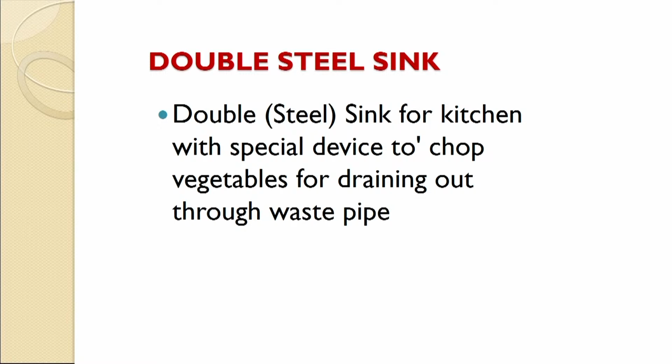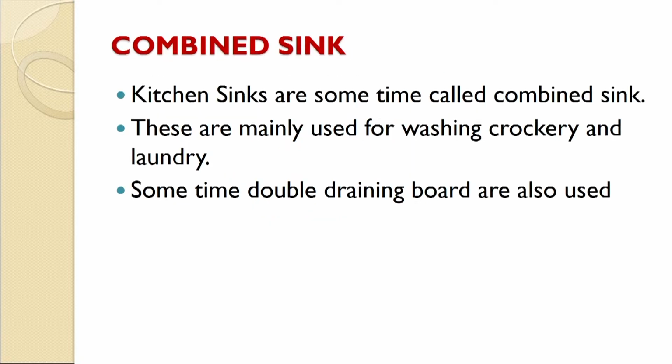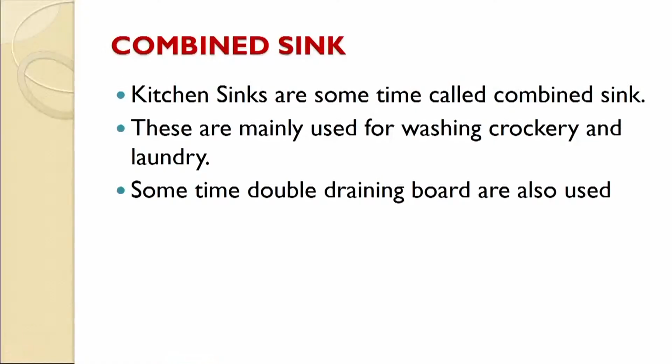Double steel sink has a special purpose: on one side it is used for chopping and on the other side for cleaning or draining out. These are also called combined sinks. They are basically used for washing crockery and laundry, as I told you, and sometimes a double draining board is also used.